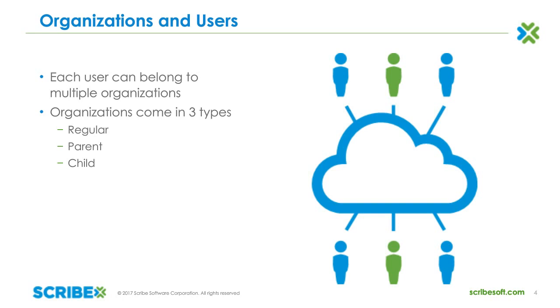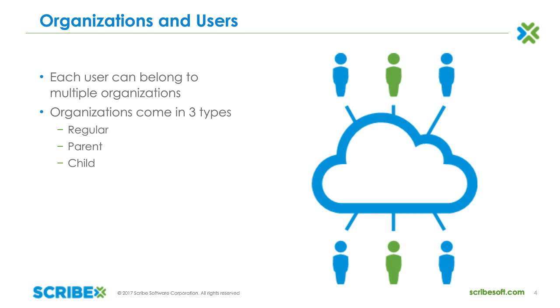This is a great capability for people like integration consultants who work with lots of different clients and need the ability to go in and out of different organizations. It means that you don't have to have all different types of credentials for that. You've got one set of credentials that give you access to all of those. And organizations in Scribe Online come in three different types. There's a regular organization that's used for most of our end user customers.